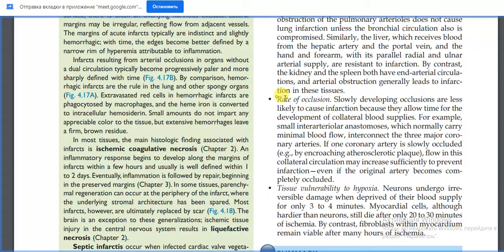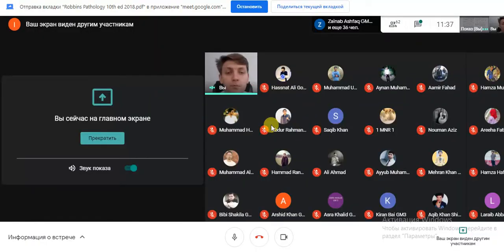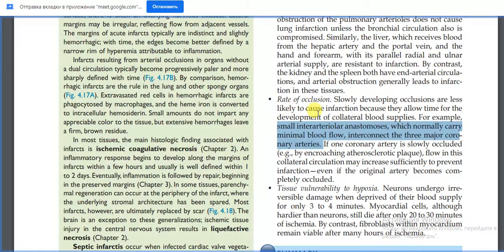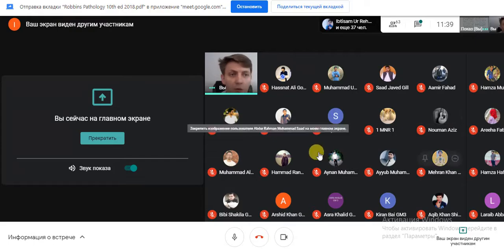Okay, rate of occlusion. Slowly developing occlusions are less likely to cause infarction because they allow time for the development of collateral blood supplies. If occlusion is very fast, we have no time to repair it, and of course it causes very fast necrosis. But in some areas where we have arterioles, small interarteriolar anastomoses carry minimal blood flow and interconnect the three major coronary arteries, and they can join in a slow way.